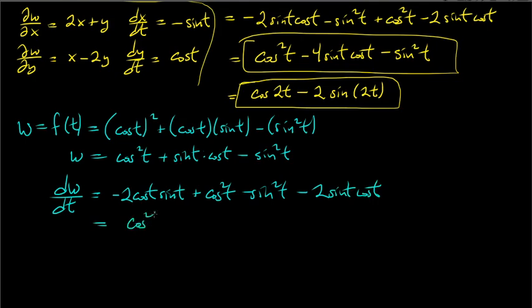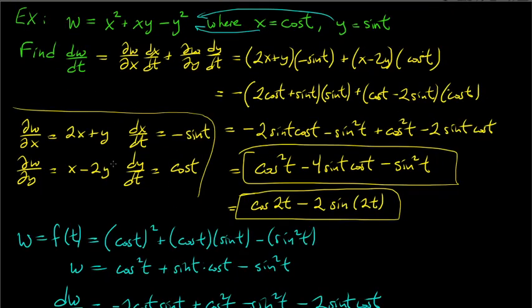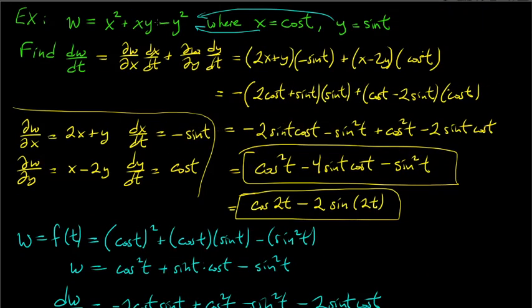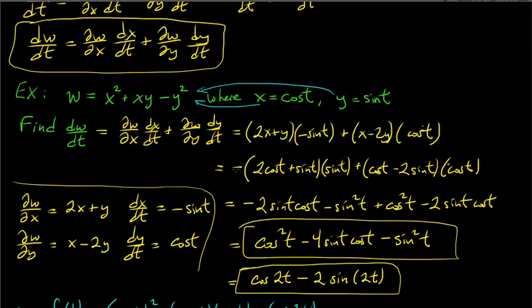You get cosine squared t minus 4 sine t cosine t minus sine squared t. And when you simplify, you just get the same thing, cosine of 2t minus 2 sine of 2t. And either way. Okay, so you might wonder then, I'm sure your question is then why did I need the chain rule if I could just do this directly by first substituting, get w as a function of t, and then just taking the ordinary derivative of w of t. Right? So that's a good question.